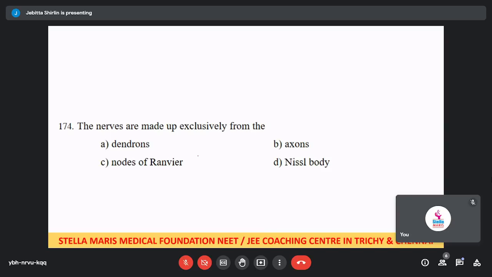Next one. The nerves are made up exclusively from the. Dendrons, axons, nodes of Ranvier, Nissl's body. Have you found the answer? It is option B, from the axons. So many nerves join together and get clubbed at the axon point of the neuron. You have axon, cyton, dendron, all those parts associated with the neuron. So it is in the neuron where you have all the nerves getting exclusively combined together.